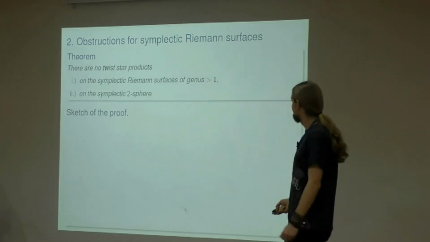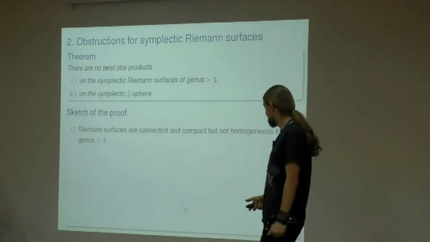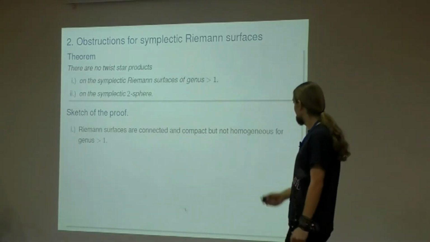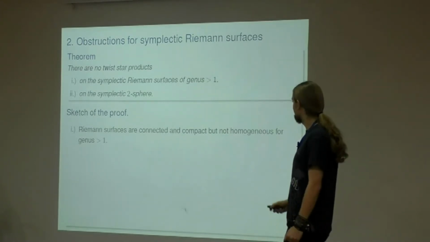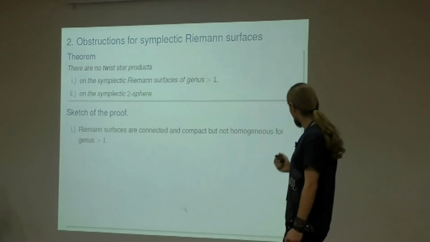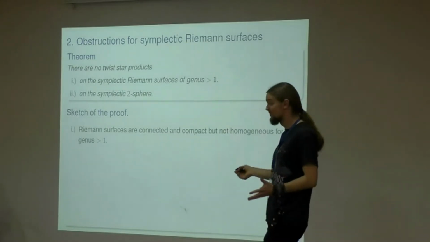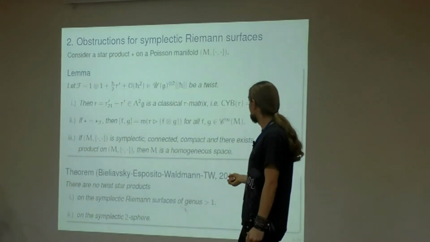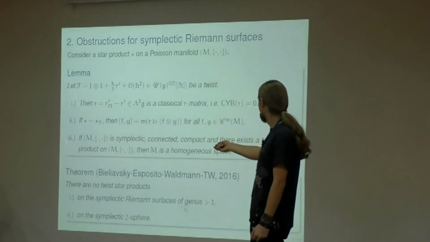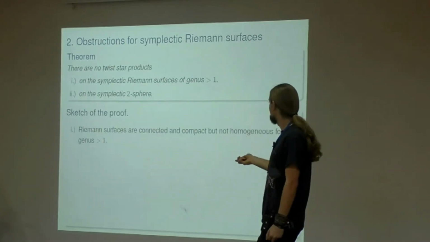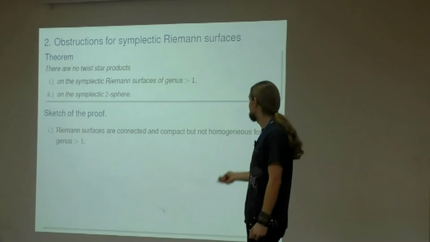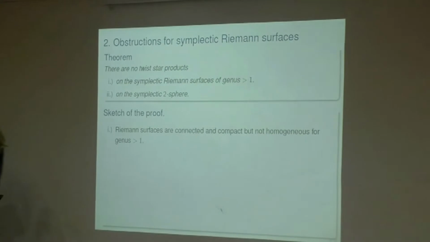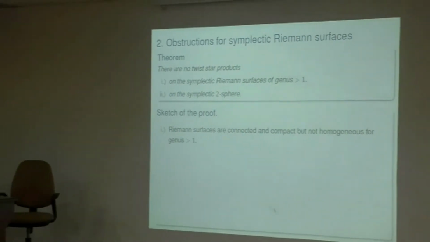Okay, so let's look just at the sketch of the proof, I will go very fast. For the first one, as you all know, the Riemann surfaces are compact and connected, but not homogeneous for genus greater than 1. And so using the lemma, part 3, we just see that in this case we cannot have a twist star product on these spaces. So these are these higher pretzel surfaces. You all know them.